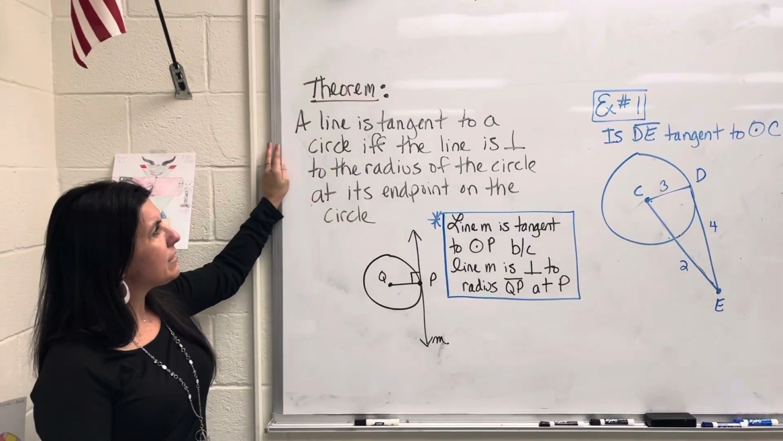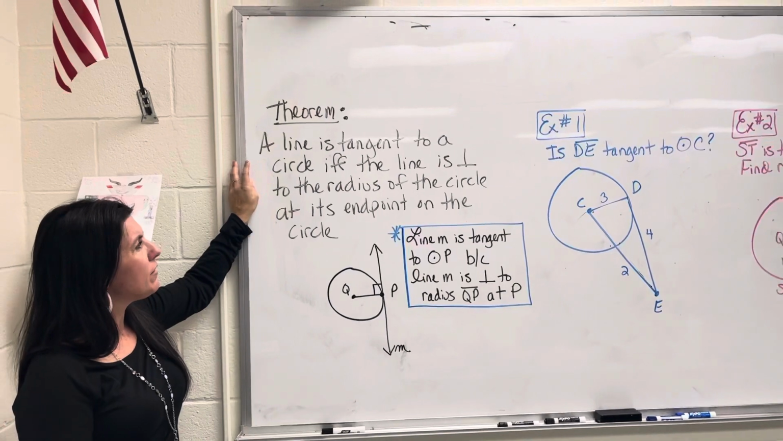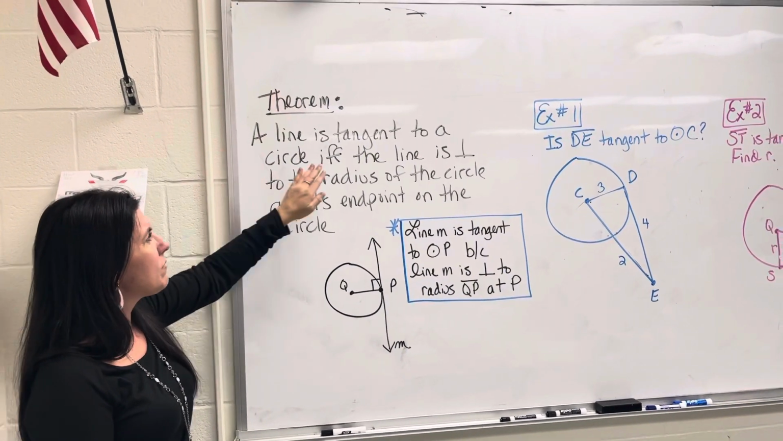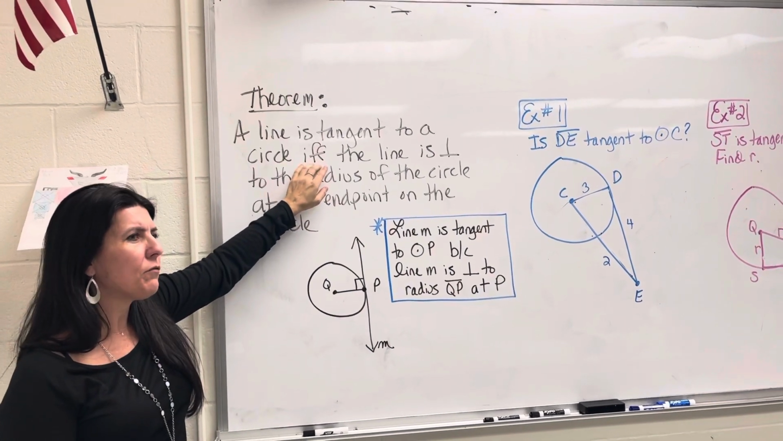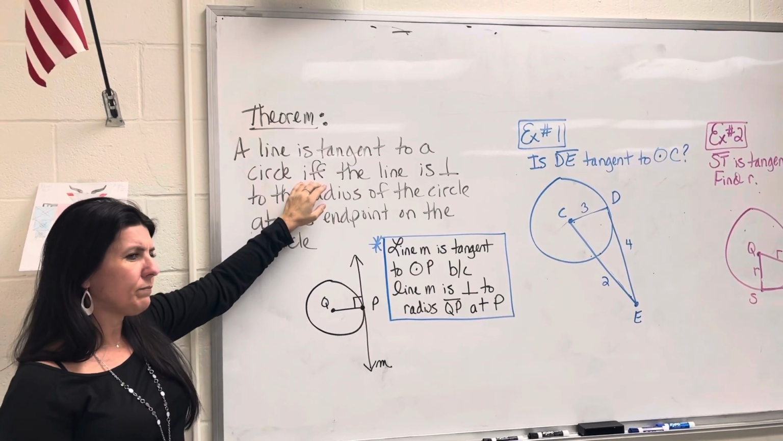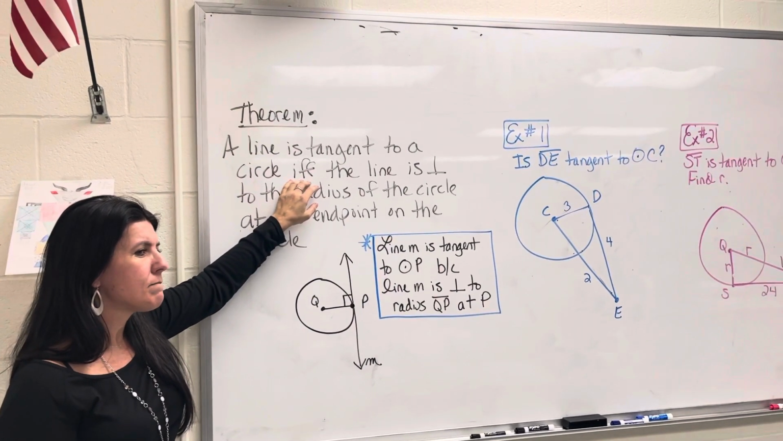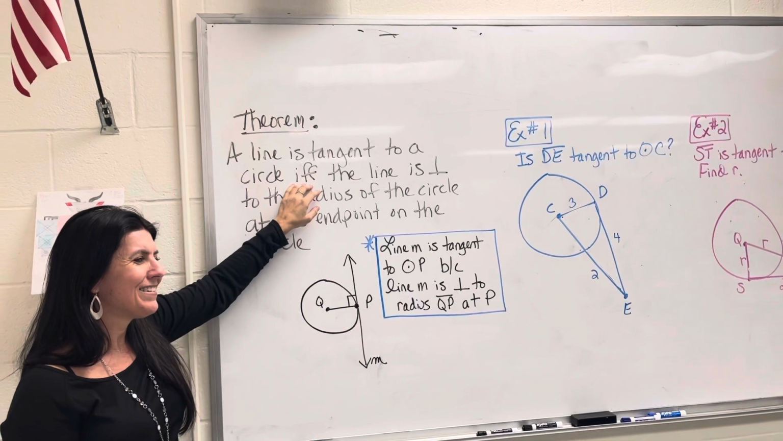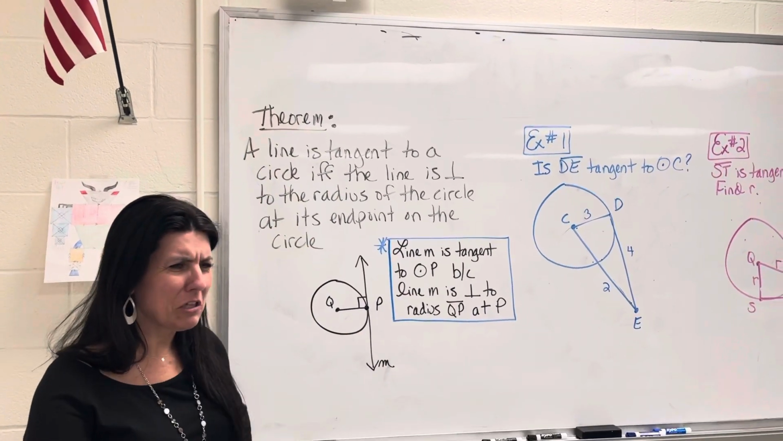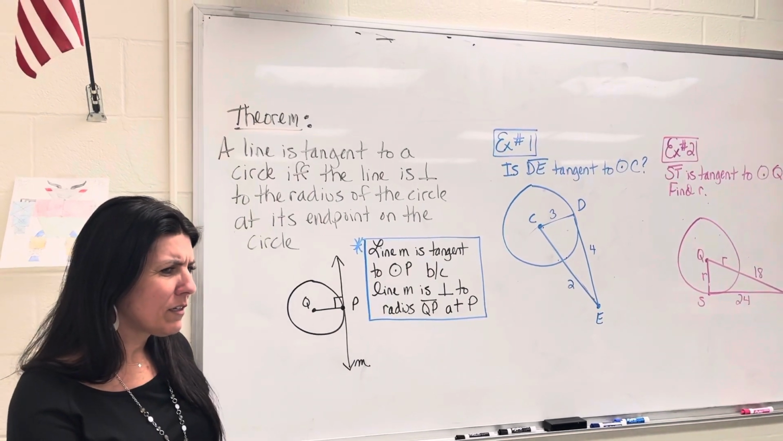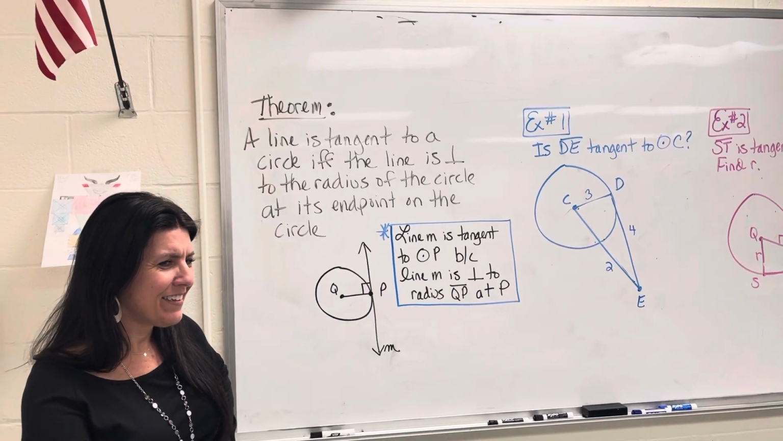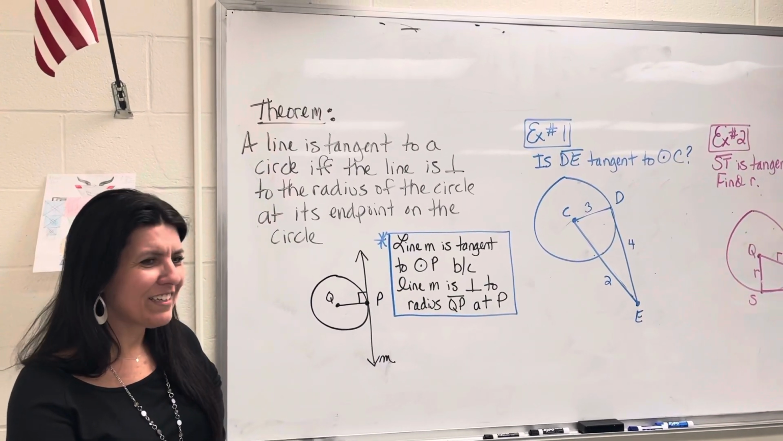It says a line is tangent to a circle if and only if the line is perpendicular to the radius of the circle at its endpoint on the circle. First of all, what does this mean? This is good review for you. What does IFF mean? If and only if. Okay, give me more. What does if and only if mean? It means if something, the other is only if that thing is true. True, but I want more. There's a little bit more to it that we learned. The second part has to be true if the first part is true. More.